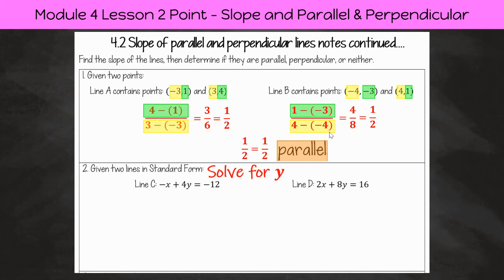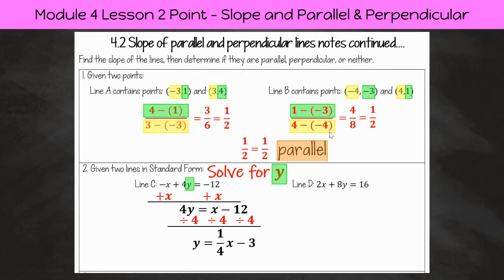In number 2, we were given 2 lines in standard form. So what we need to do to identify our slope is to solve for y. So we're going to get the y by itself. So in line C, if I have -x plus 4y is equal to -12, I'm going to add x to both sides, and then I get 4y is equal to x minus 12. And then I have to divide everything by 4. And when I divide by 4, I get y is equal to 1/4 x minus 3.